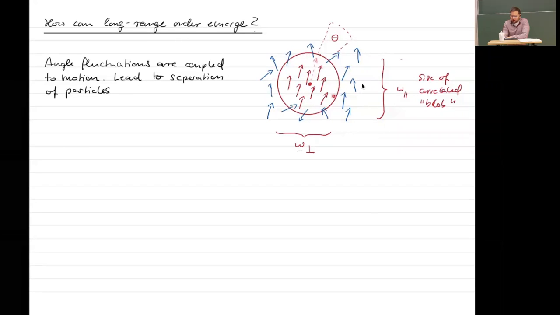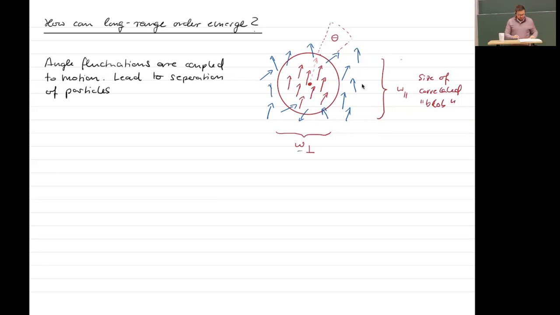Suppose it's locally aligned. Suppose these particles are locally going in the same direction. Then this region of correlates, this blob of particles that are going in roughly the same direction, has a size that is perpendicular to the direction of the center of mass, and a size that is parallel to it. Unfortunately, I drew a circle here, but of course the point is that these directions can be different, and they will be different. So the alternative question is, how does the information about alignment propagate through the system?